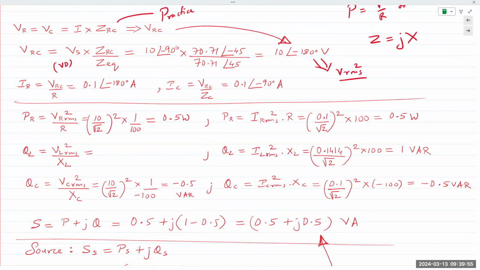Okay. At this point from here, you can simply apply Vrms square over R and Vrms square over XC. So this will give you power for the resistor PR. This will give you QC.